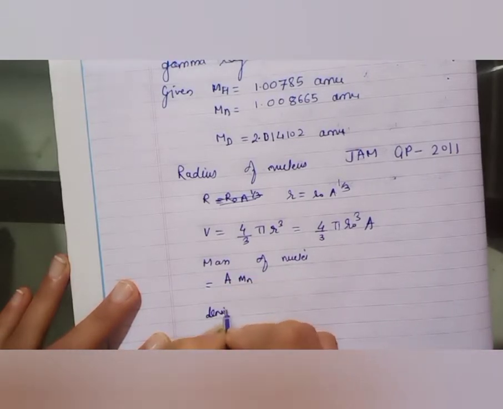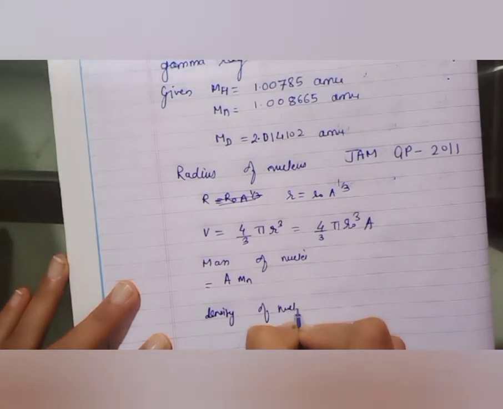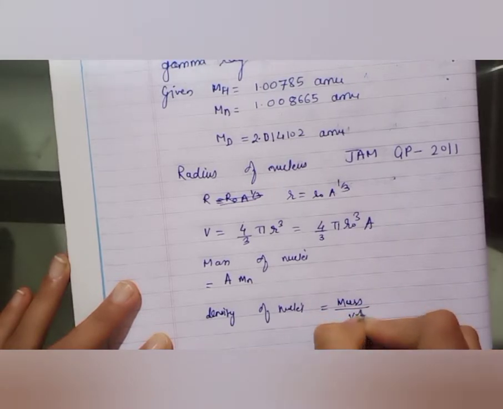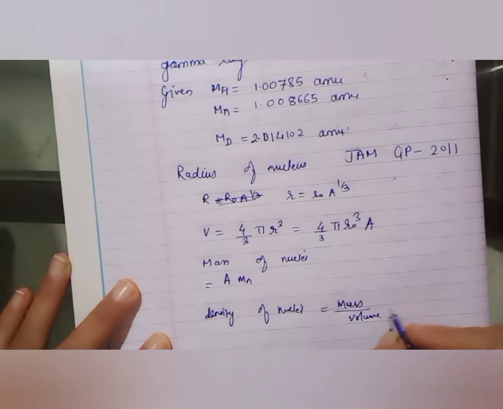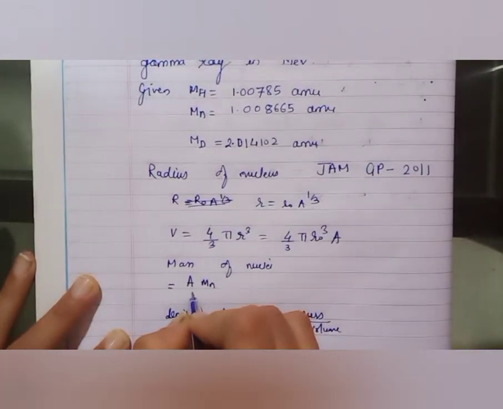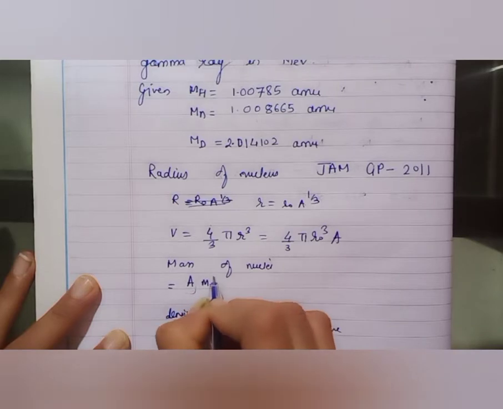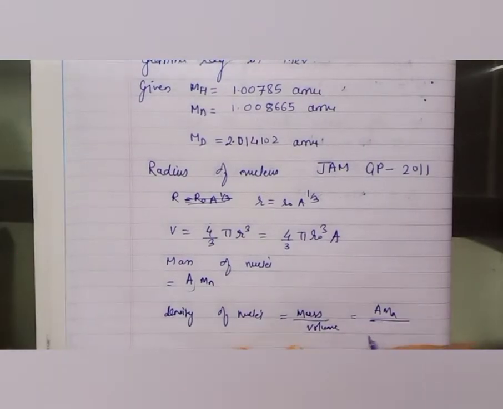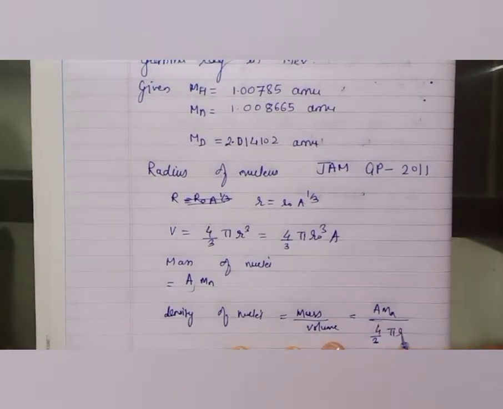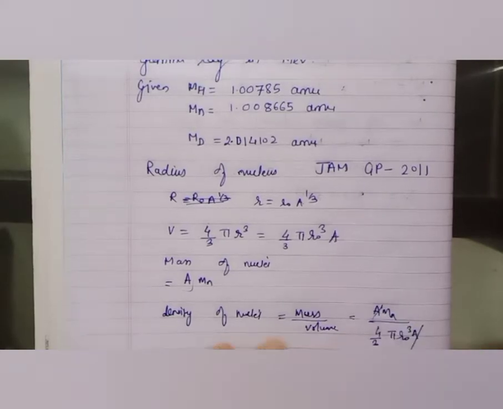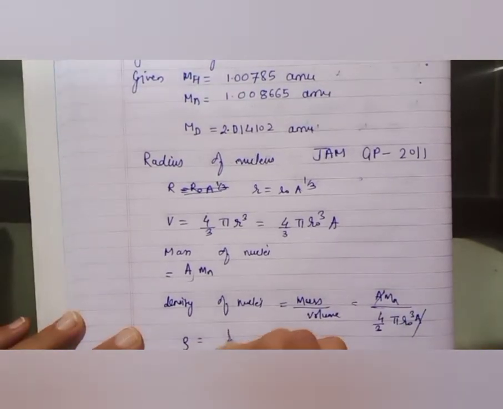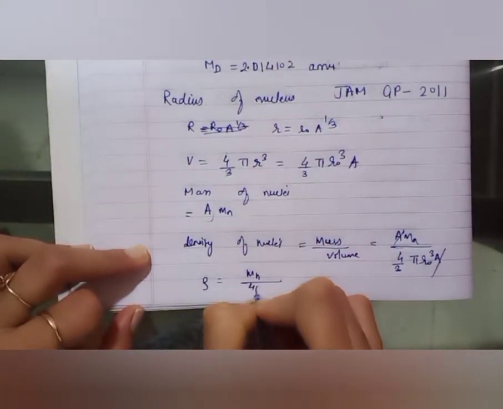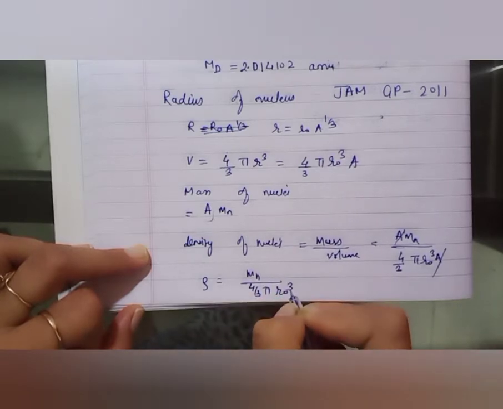So the density of the nucleus is given by mass upon volume. The mass we have calculated: the atomic mass number, that means the total number of nucleons, multiplied by the mass of each nucleon. So the density is A into Mn upon 4 by 3 pi R0 cube A. So this A will cancel. So we will get density rho equals Mn upon 4 by 3 pi R0 cube.